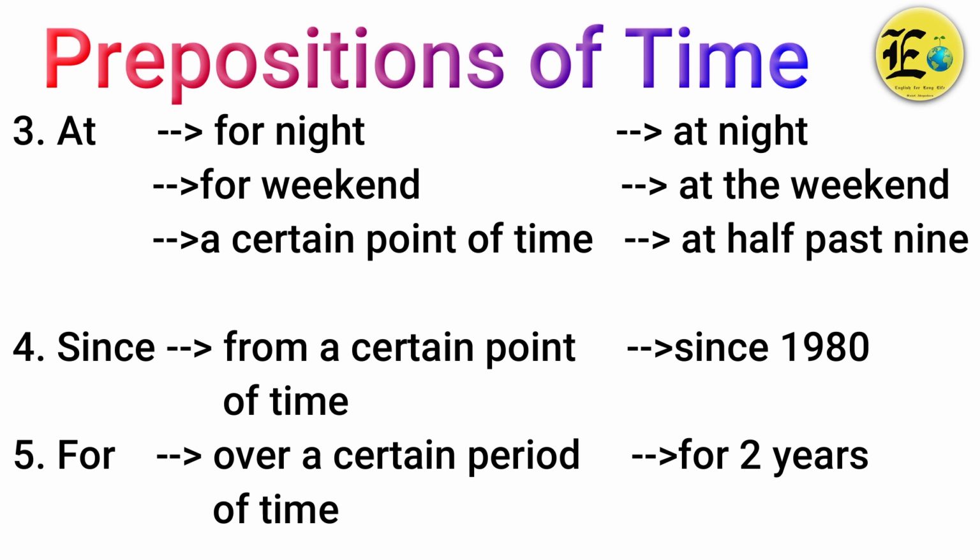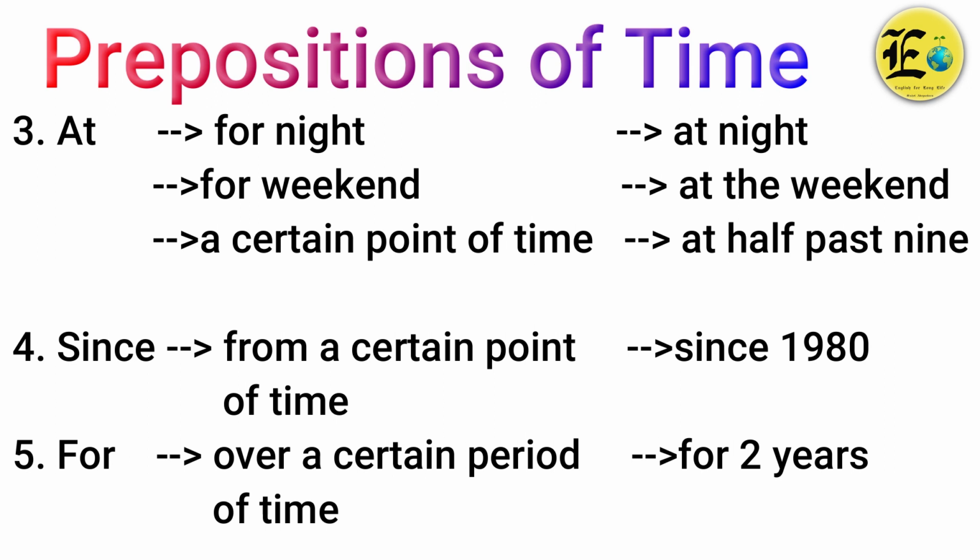The next important preposition of time is for. So you use the word for over a certain period of time. That is also from past up to now. Like that is to mention with the number of years. She's been studying English for 3 years.